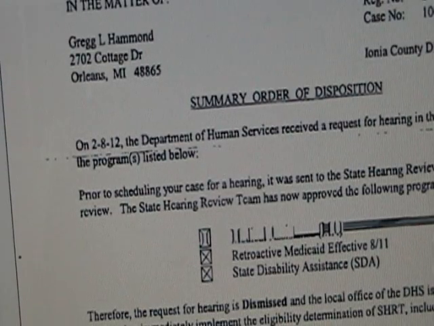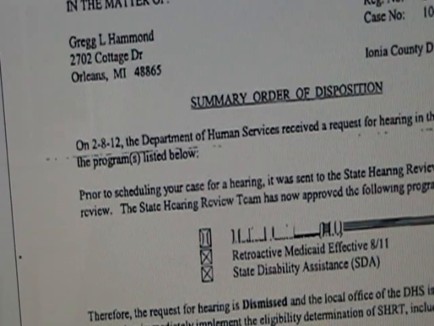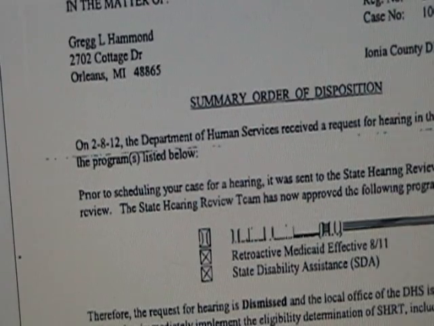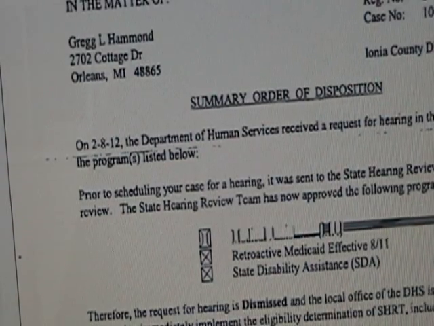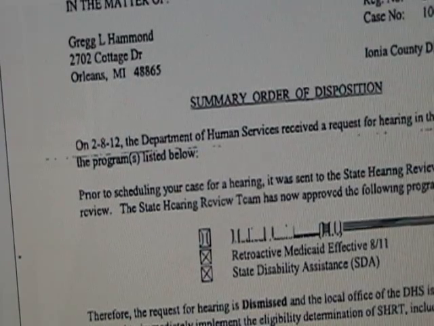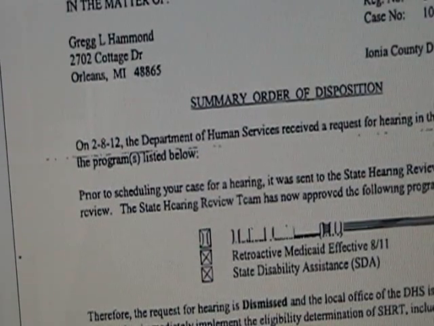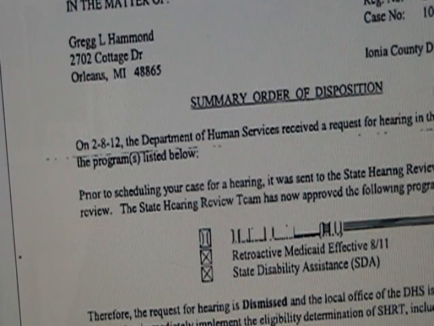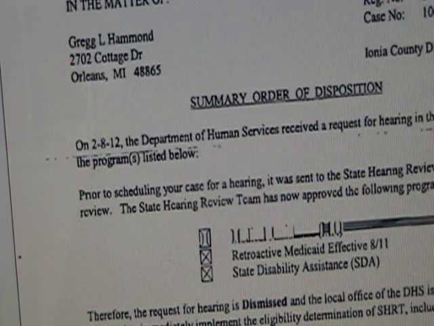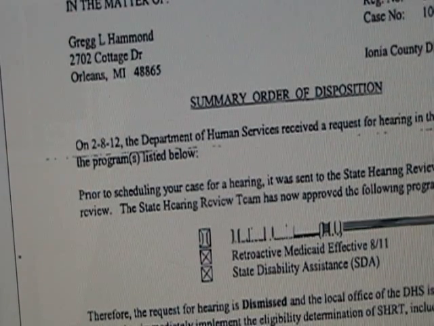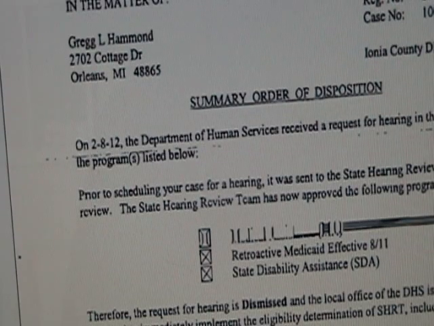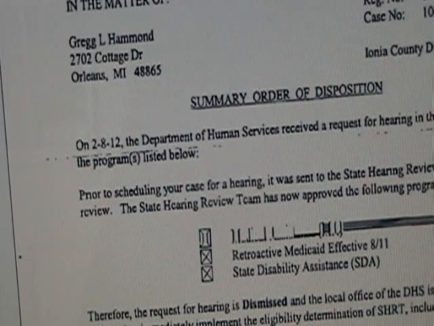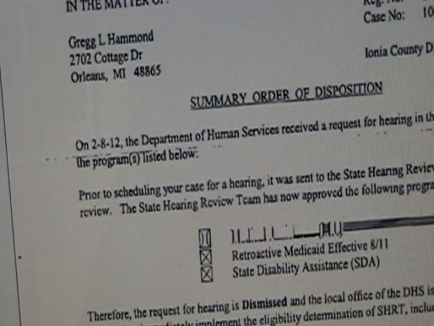I have no clue what this is. This is the State of Michigan Administrative Hearing System Summary Order of Disposition. On 2/8/12, the Department of Human Services received a request for hearing in this matter for the program listed below: retroactive Medicaid and state disability. Which means I was approved. Therefore, the request for hearing is dismissed and the local office of the DHS is hereby ordered to immediately implement the eligibility determination of SHRT, including necessary computer entries. That's dated in March of 12.